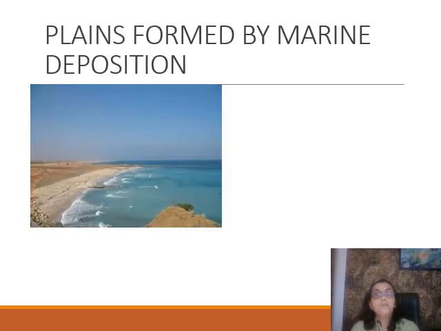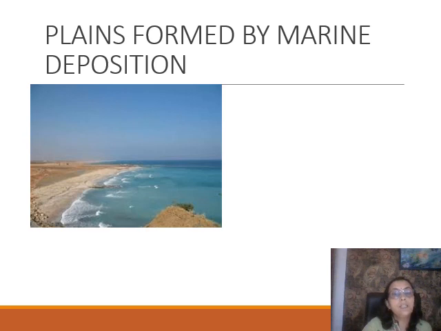Okay, now the last type of plain formed because of deposition are the plains formed by marine deposition. All right, so we find these kind of plains in the coastal areas because the word marine itself is associated with the oceans and the seas. So children, the sea waves are an important agent of erosion in the coastal areas. As I told you, all agents of erosion do the work of erosion, transportation, and finally deposition. So we have the various kinds of examples. We've already studied about them. So now we'll be studying about the plains formed by marine deposition.